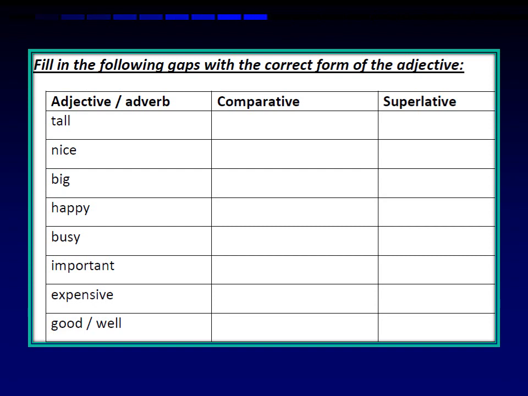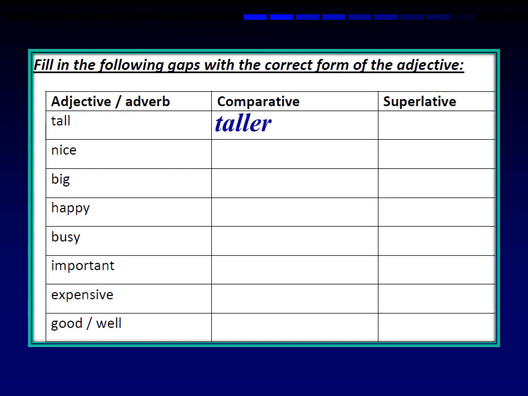Look at this slide and try to fill in the following gaps with the correct form of the adjective. Here we have some adjectives and adverbs, and you are asked to form the comparative and superlative form. What's the comparative form of tall? The comparative is between two persons or two things. Tall is a short adjective. I should add what? ER to form the comparative form.